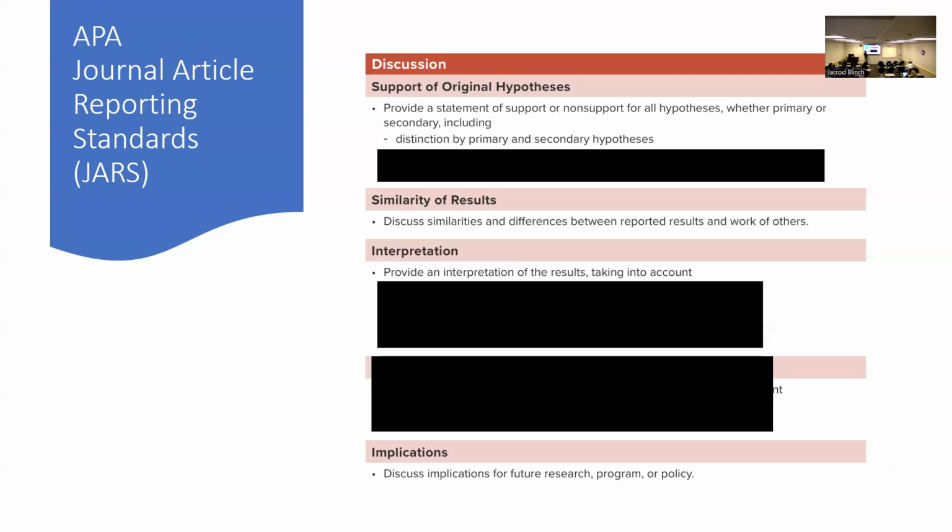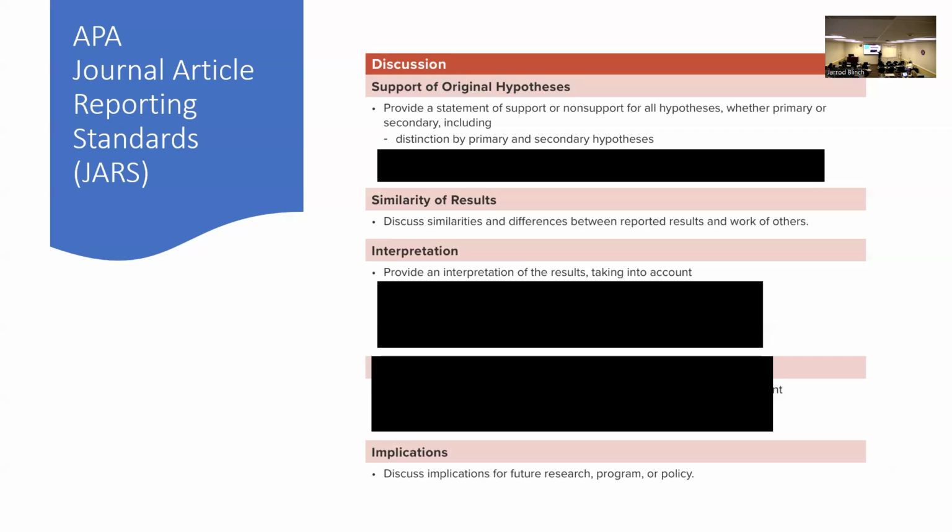Similarity of results: discuss similarities and differences between reported results and work of others. That's where you would cite other studies that have done the same thing. You could refer to the Fan and Posner ANT task, but there are lots of experiments out there that have done the modified flanker task. If you search modified flanker task, you'll probably get more studies than you want, so you can find an abstract that looks good.